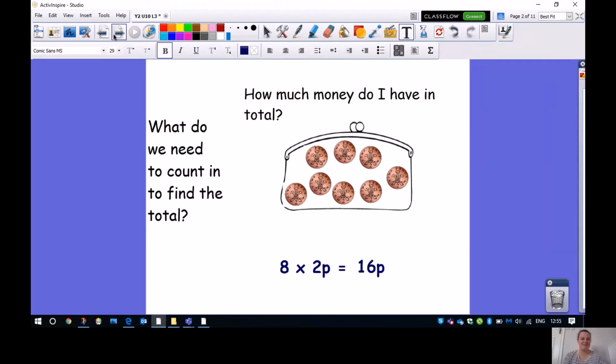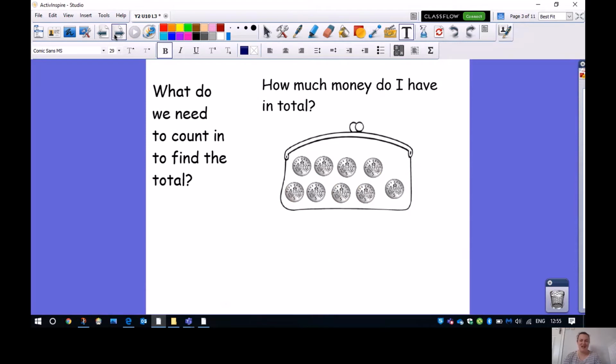Let's do another one. This time round, I have got which value? 5p's. So what multiplication will I need to count in? 5s. How many do I have altogether? What's my calculation? 1, 2, 3, 4, 5, 6, 7, 8, 9. So my calculation is 9 groups of 5p's equals.